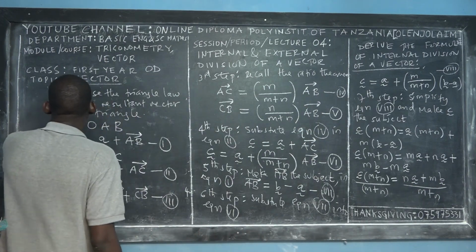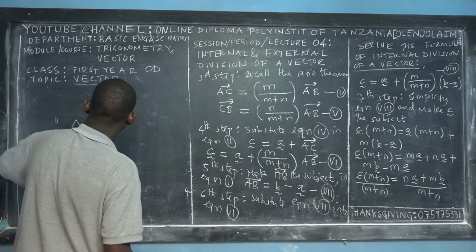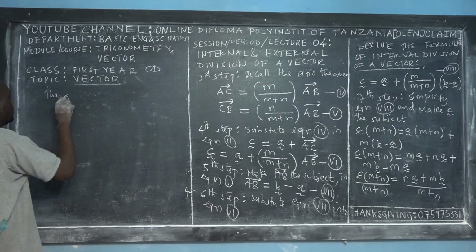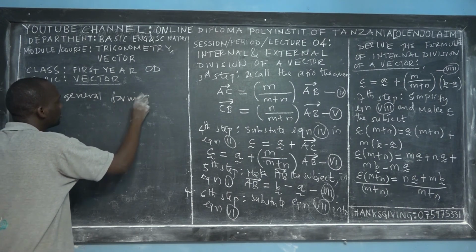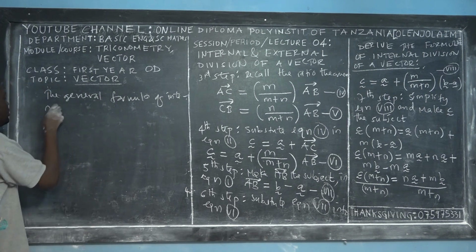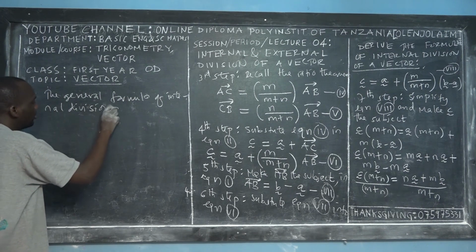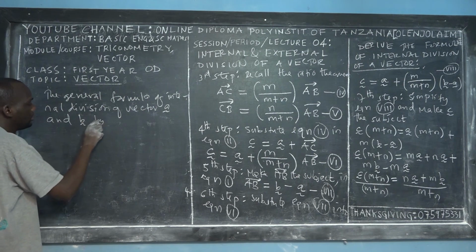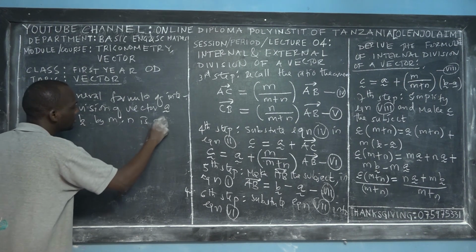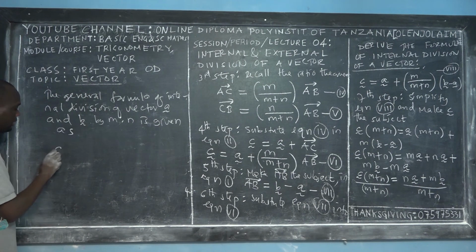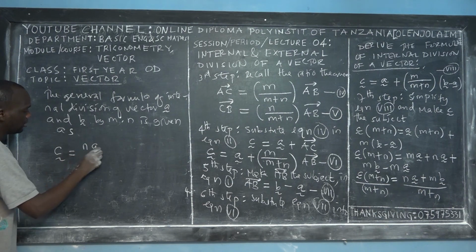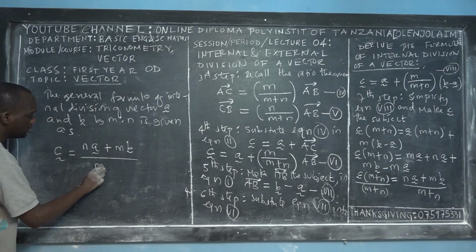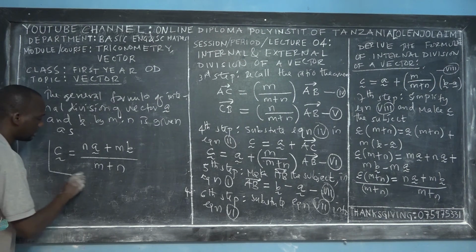So now, the general formula. Just to finalize, we said that the general formula of internal division of vectors A and B in ratio M to N is given as resultant vector C is equal to N times vector A plus M times vector B, divided by M plus N. So this is our general formula.